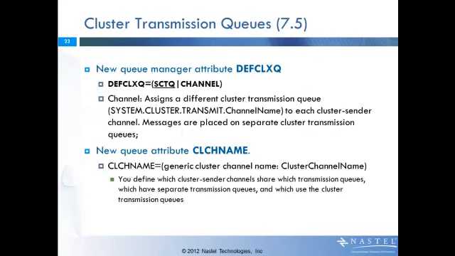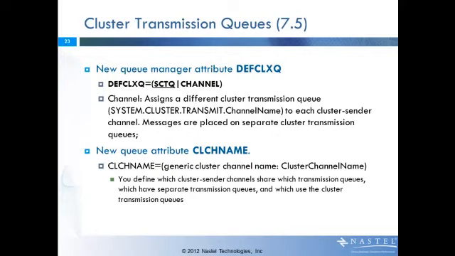And finally, the last topic for today, cluster transmission queues. This change was added in 7.5, which allows you to now have multiple cluster transmission queues and potentially increases your throughput. So this is the main goal, to increase the throughput through the cluster environment.